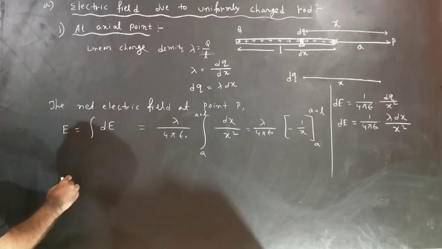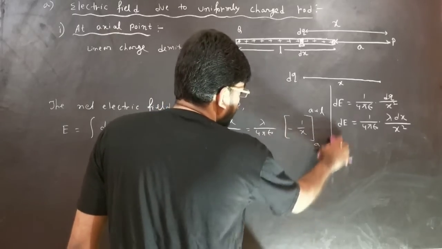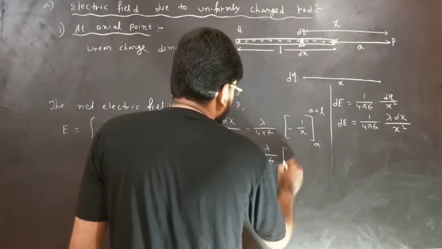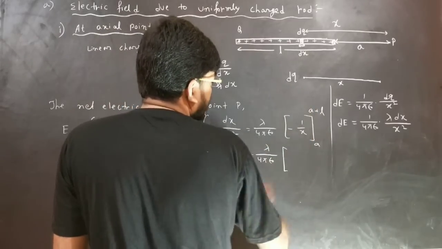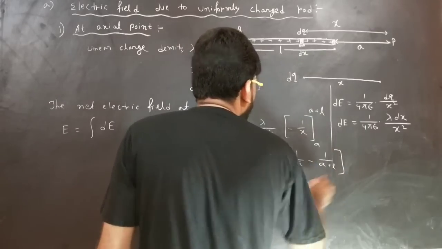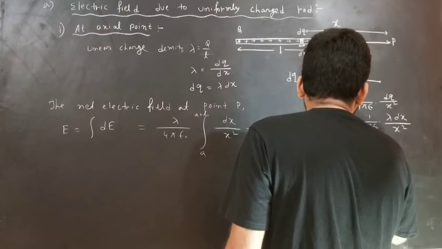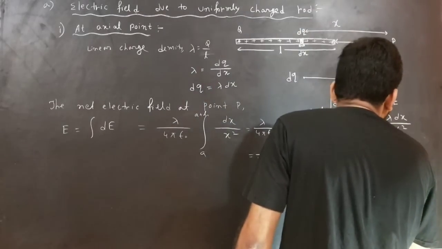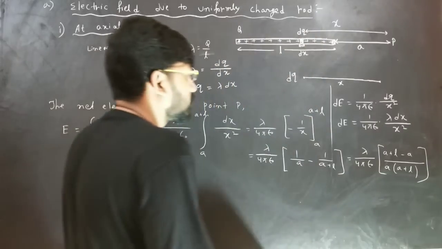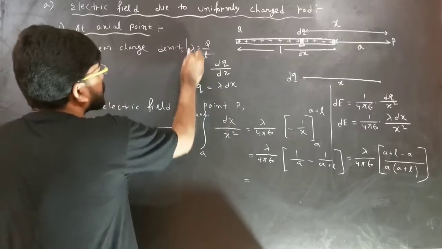Now you can simplify. So it will be just lambda upon 4 pi epsilon naught into, first you can write the upper limit, but here there is a negative sign, so we can substitute the lower limit first. So 1 by a minus 1 by a plus l. Now if you simplify this again, it will be lambda upon 4 pi epsilon naught into a plus l minus a, divided by a into a plus l. So you will get lambda, and you can substitute the value of lambda also, that is q by l.